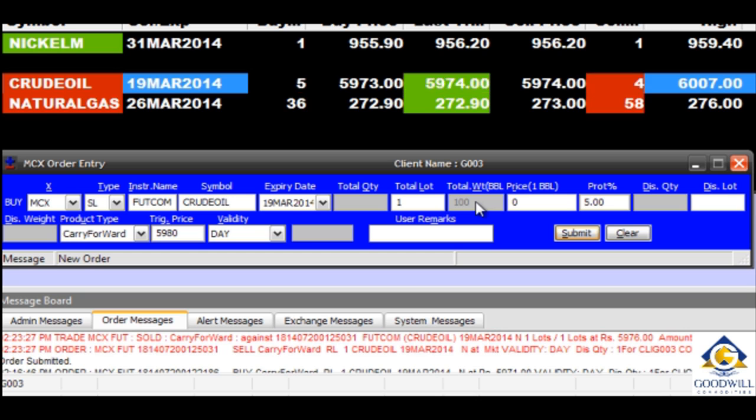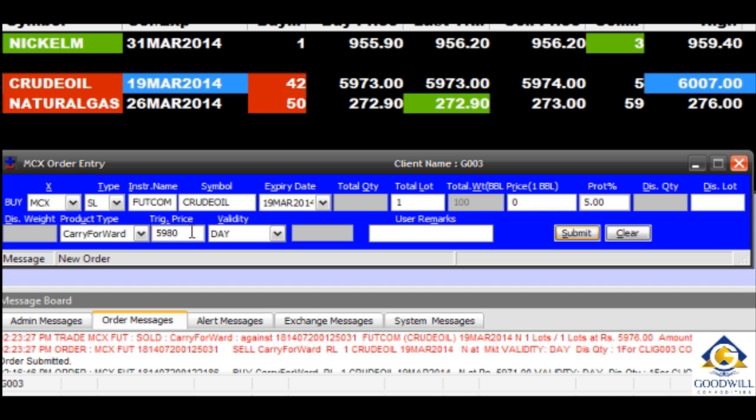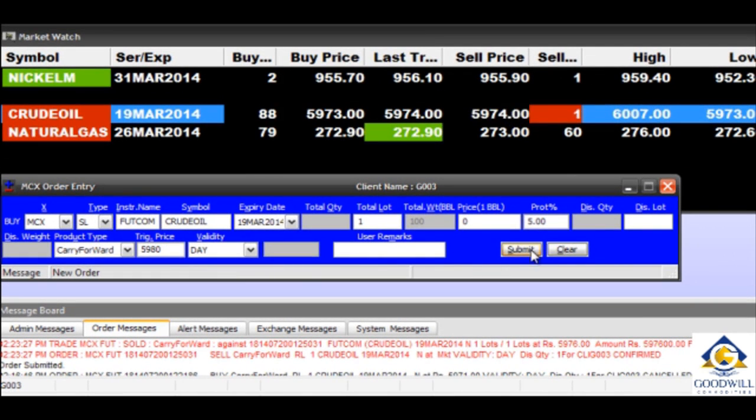So what I'm going to do, I had placed a stop loss here, which means that when the price reaches 5,980, automatically the order will be triggered at the market price, since I had mentioned in the price column as 0, which means that the order will be executed once the price reaches 5,980 at the market price, at the best available price. So let's see what's going to happen.